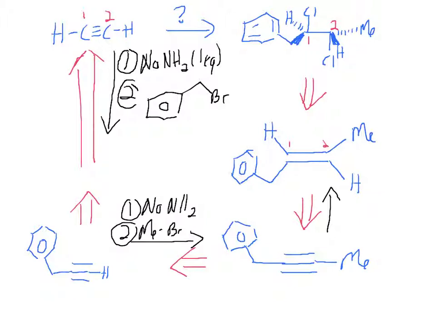What reagents take us from the alkyne to the trans-alkene? Sodium solid, or lithium, in NH3. That's our solvent. And then finally, what's our last step we need to add in? Cl2.